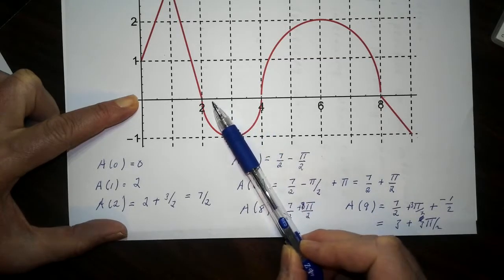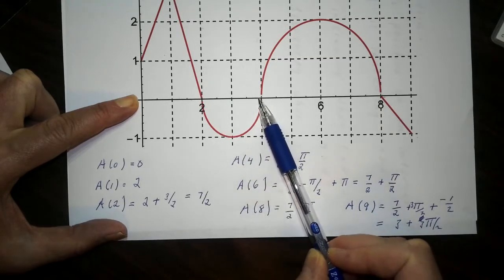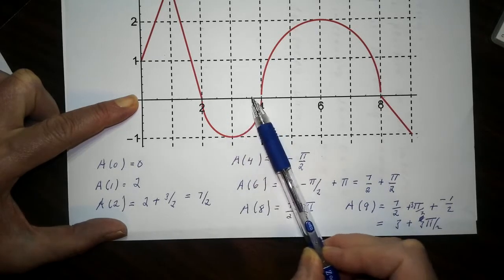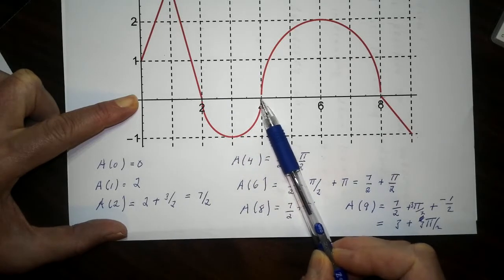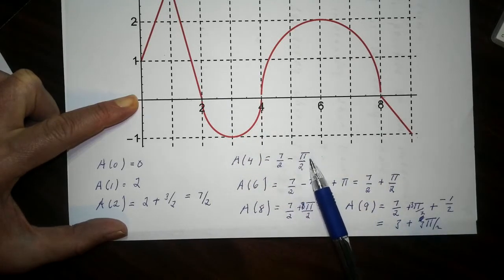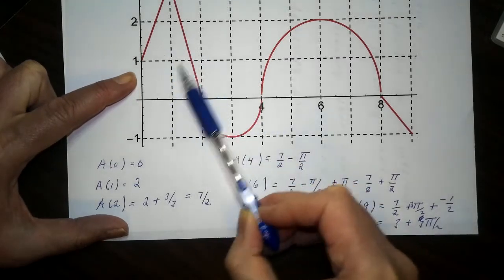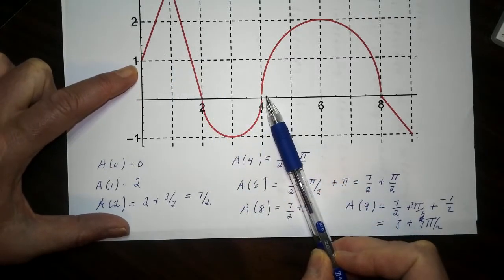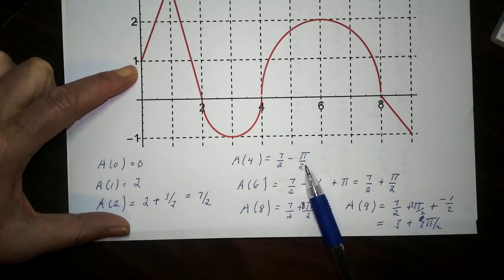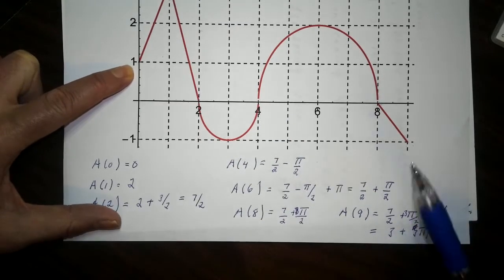This is a semicircle of radius 1. So the area of a circle of radius 1 is pi. We take half of that because it's a half circle, but then the graph is below, so that contributes minus pi over 2. So our area function A of 4 is the amount of signed area if we start at 0 and go out to 4, and it's 7/2 minus pi over 2.